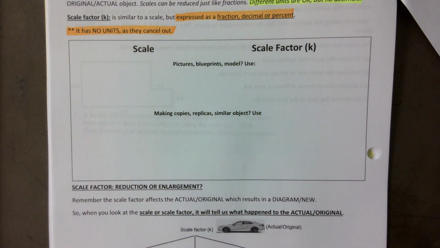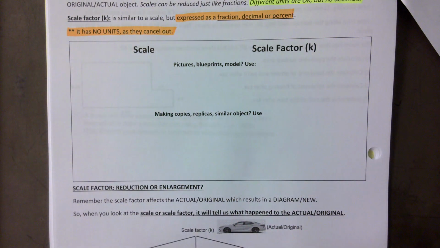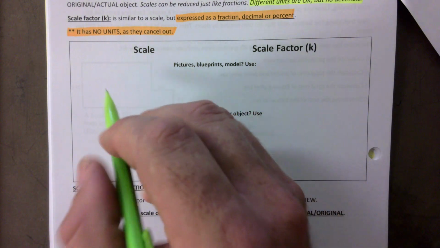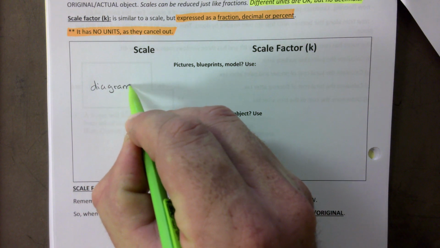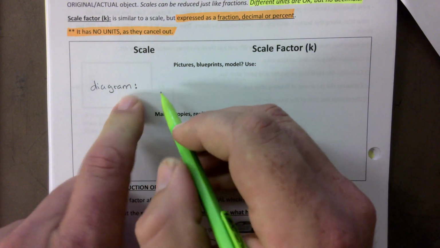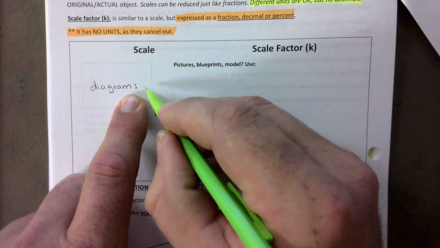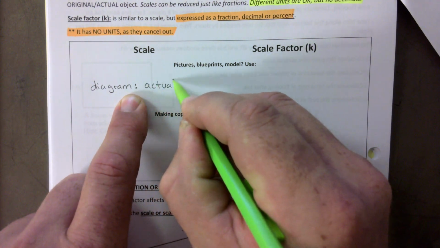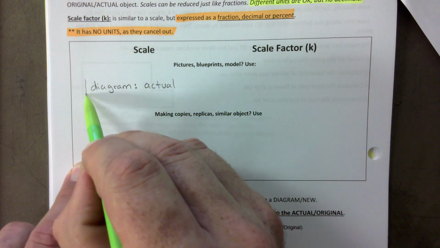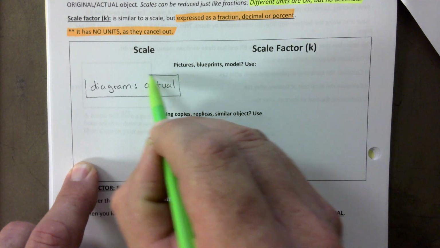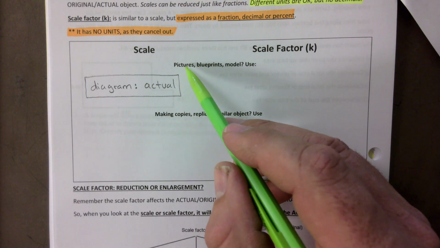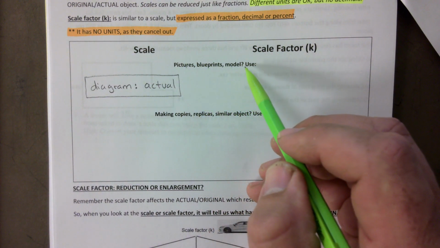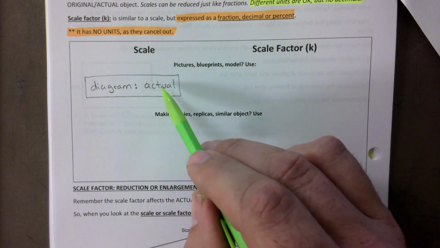Okay, so here we have scale and scale factor. So when it comes to scale, you usually will have two numbers. One will pertain to the diagram, and the other number on the right side of the colon will be actual. Okay, so that's one way of looking at it. And this is when you're looking at pictures, blueprints, model, anything like that. I would use the wording diagram actual, okay?